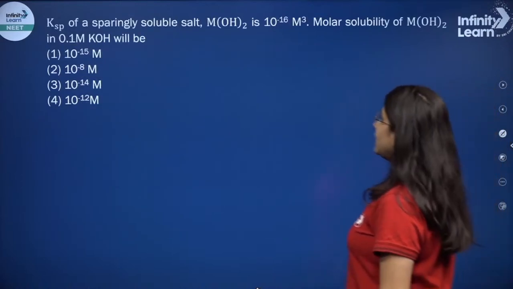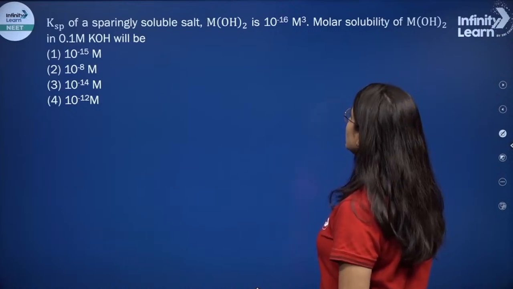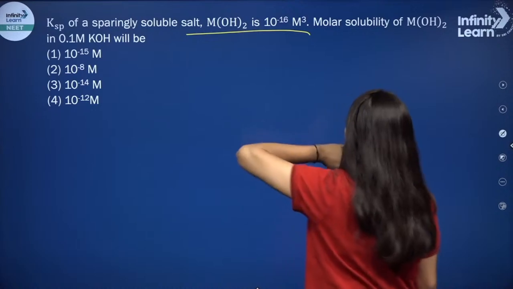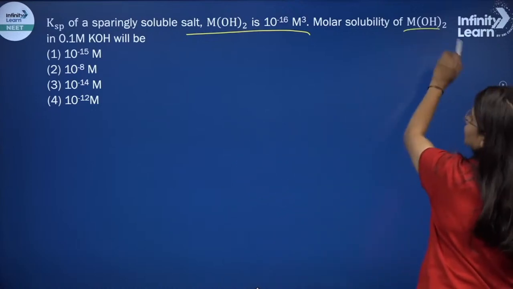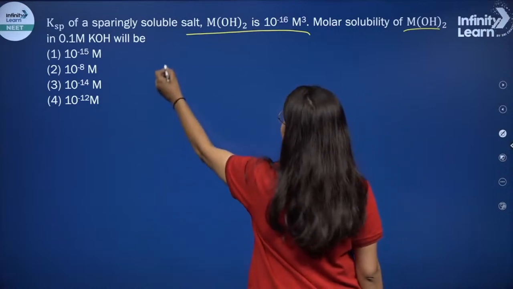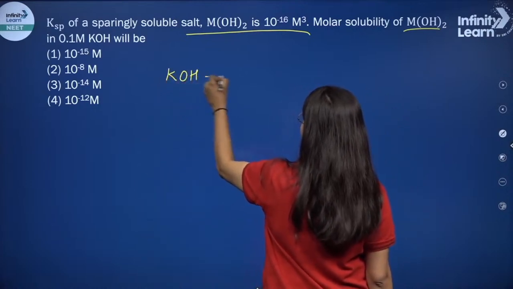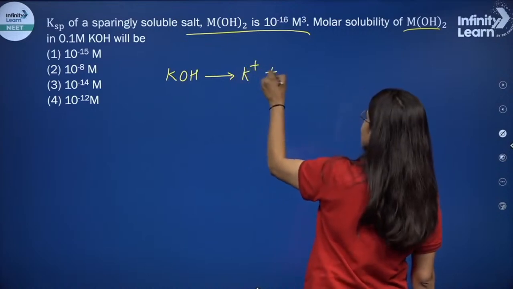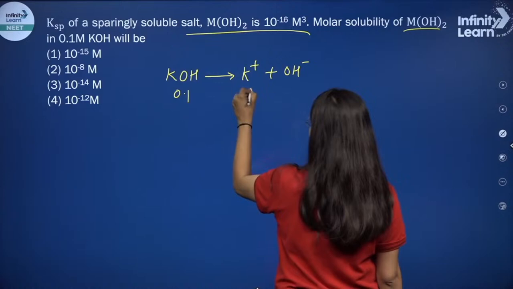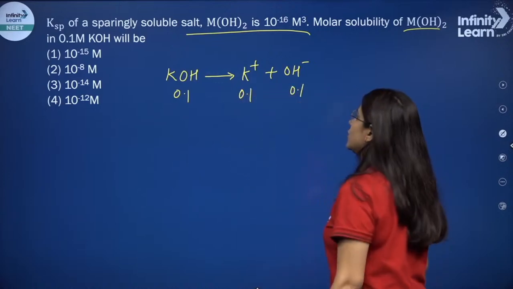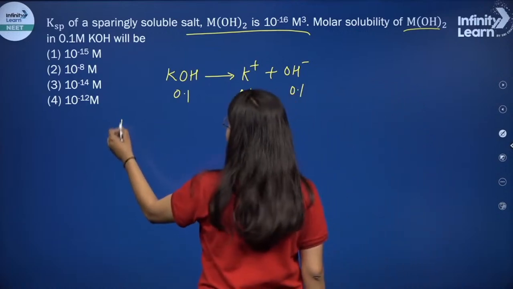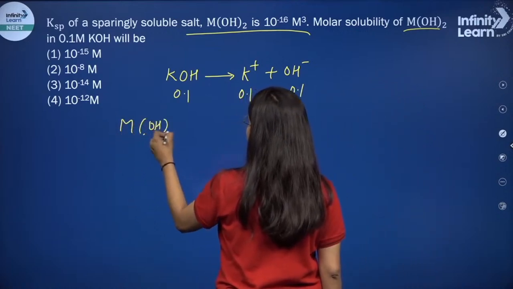KSP of sparingly soluble salt M(OH)2 is this. So we are given the value of KSP for this salt. Molar solubility of M(OH)2 in 0.1 molar KOH will be. So let's see. We have KOH, it is a strong electrolyte, so it will give me K+ and OH- ions. If we have taken 0.1 molar, it will give 0.1 molar of potassium and 0.1 molar of hydroxide ions. Again, I am talking about another salt which also contains hydroxide ions.